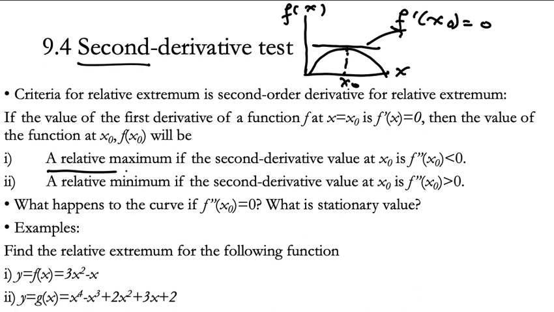So a relative maximum exists if the second derivative value at x naught here is negative. So what you need to do is take f double prime of x naught and check whether the value is negative, positive, or equal to 0. If it is negative like this at this particular point, then you know that it is the maximum point.